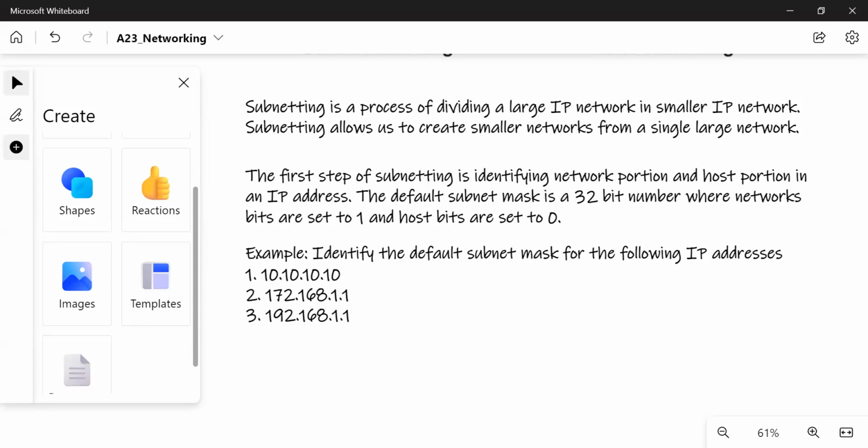So we were discussing subnetting, that is dividing a large network into smaller networks. And I told you the first point is to identify what is the network portion and what is the host portion. Given an IP address, let's see how you can identify this. The first part is to identify the default subnet mask. So let's start with this example. You are given 3 IP addresses. Let's start identifying what the default subnet masks are.